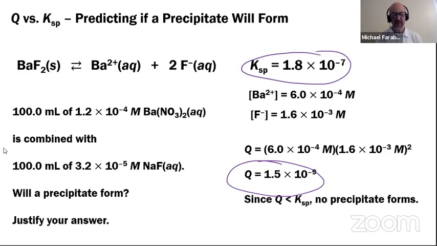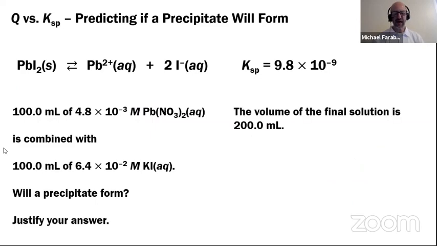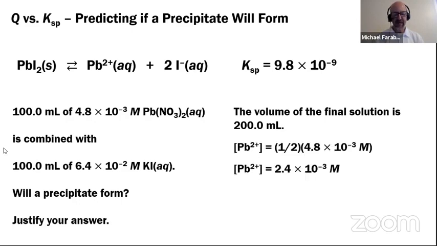All right, another example. This is lead nitrate, obviously contains lead ions, mixing with potassium iodide. So are we going to form lead iodide? Same kind of calculations as before. We're going to go from 100 and 100 to 200. So we cut our concentration of each ion in half. So the lead is actually half of 4.8 times 10 to the negative 3. And then the iodide is also half of 6.4 times 10 to the negative 2.